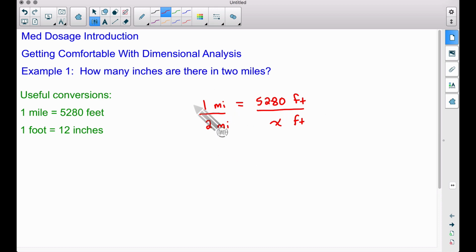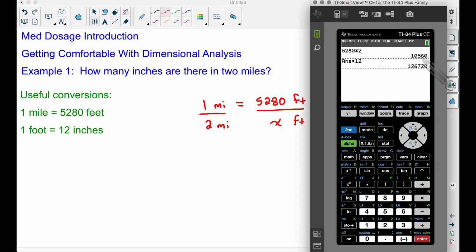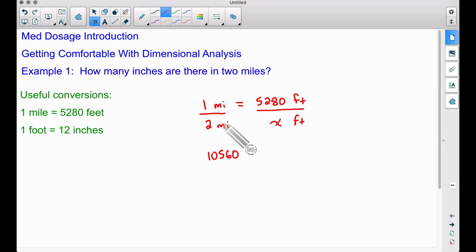The first proportion would involve us finding x here, which is the number of feet we have in 2 miles. To solve this proportion, we can cross multiply 5,280 times 2. Recall earlier that was 10,560 when we multiplied 5,280 times 2. So that cross product here is equal to the other cross product of 1 times x, which is x. So therefore, 10,560 feet are in 2 miles. Now what you'd have to do next is take this number of feet and convert it to inches. So over here we have 1 foot equals 12 inches, but we don't have 1 foot in this problem.